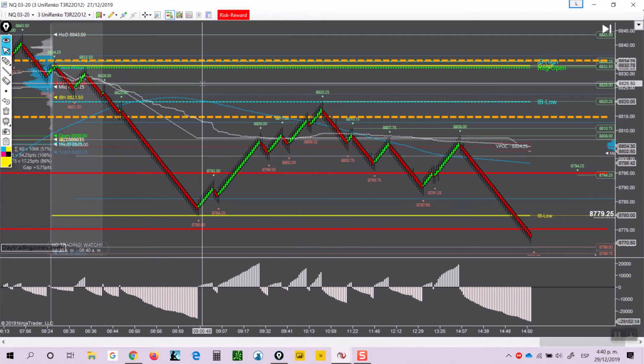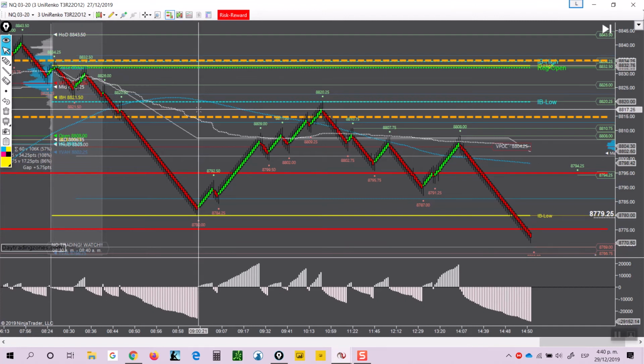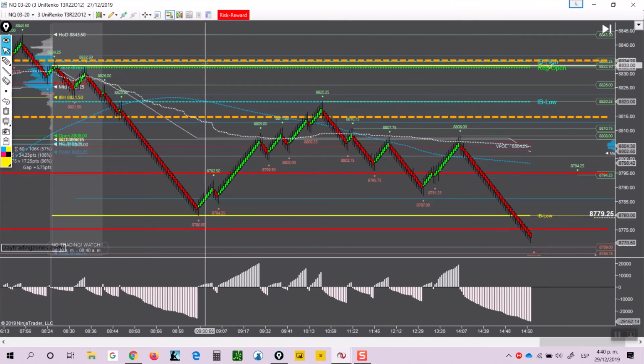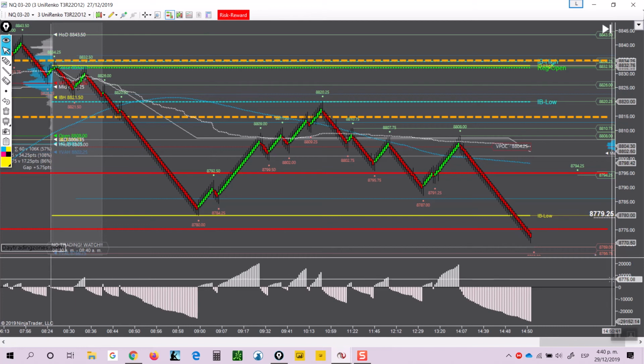Now, the last levels that happen after 1 hour are the initial balance high and initial balance low. Those are very important also. As you can see, that's the IB low, and then you have here that yellow IB high. That's your initial balance high and your initial balance low for the first hour, which is the standard for the market. You want your high and low.